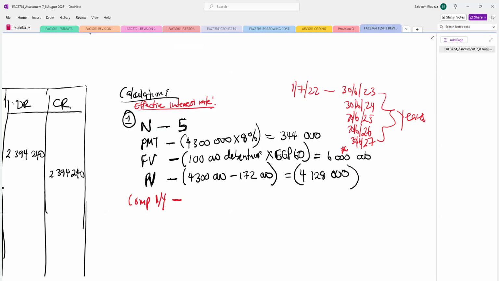So do we have any questions so far? Do we all understand how I got here? Please take note. I'm busy. Hi, Nome. Yes. Can I take you back to the transaction costs? Why were they minused from the full value of 4.3? Why are we deducting the transaction costs?